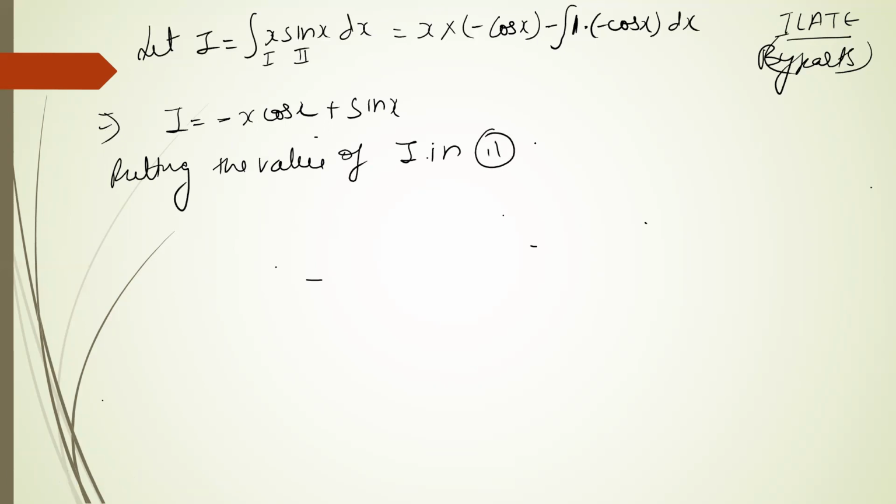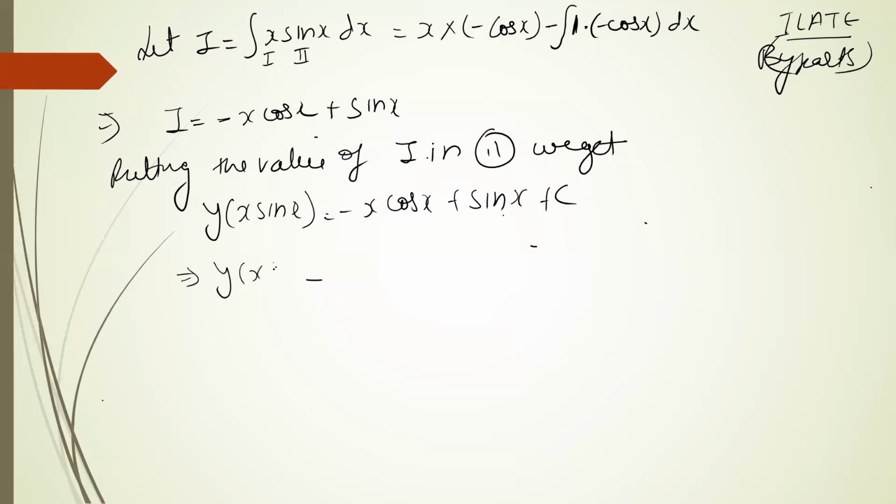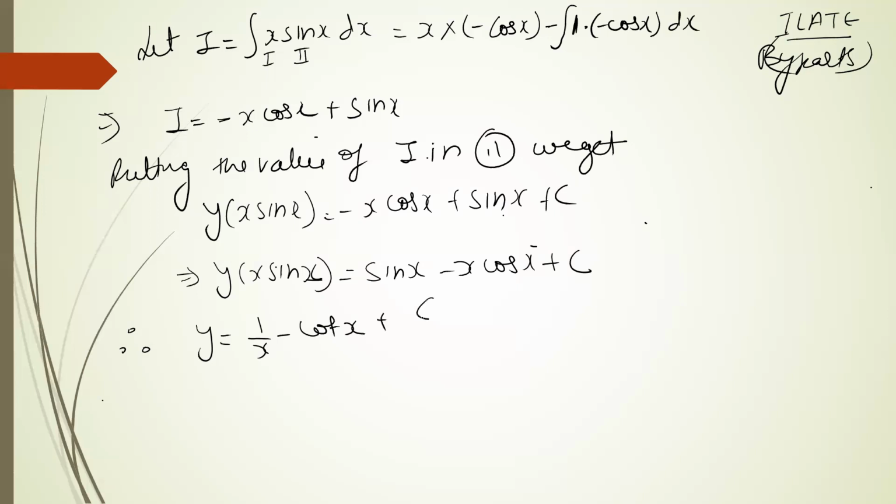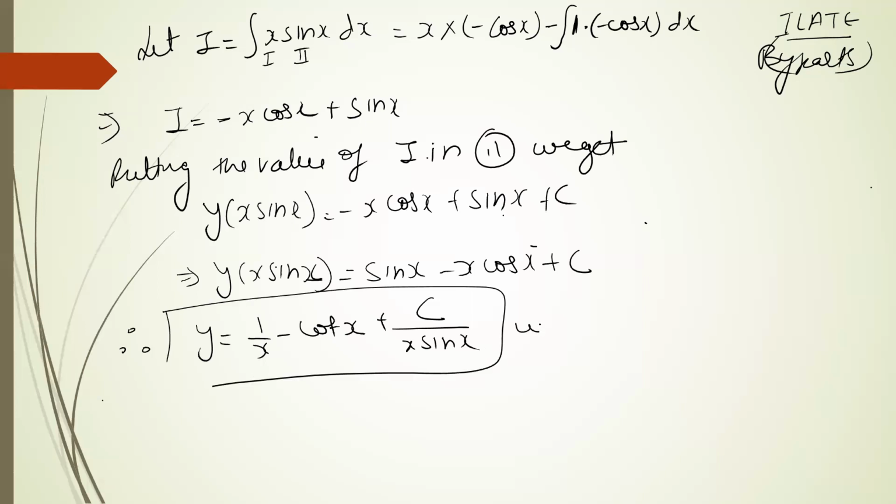So in equation number 2 we get y x sin x is equal to minus x cos x plus sin x. Constant हम एक ही बार लगाते हैं, यहाँ हमने लगा दिया, and then what we are getting, y x sin x is equal to sin x minus x cos x plus c. So therefore y equals to 1 over x minus cot x plus c over x sin x will be the required equation.